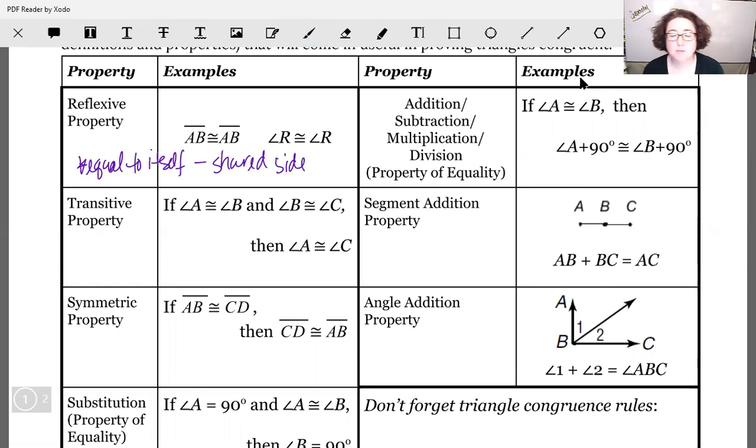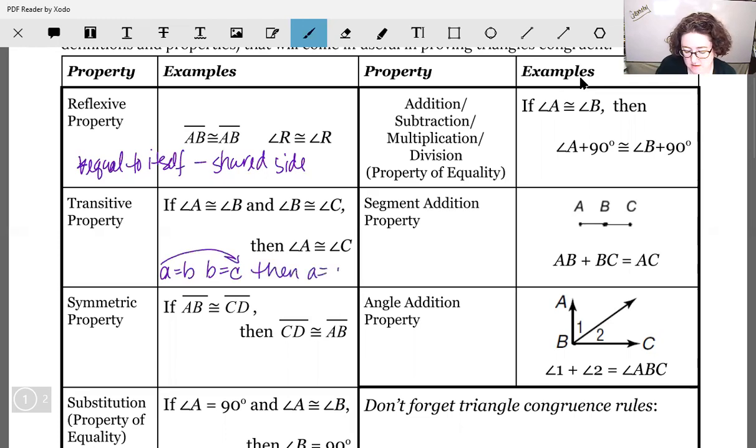Our transitive property, you've seen this in algebra as well. Think about it: if A equals B and B equals C, then A equals C. And we can do the same thing with geometric objects, with measurements of angles or lengths of sides. This comes right out of the algebra that you've done before.